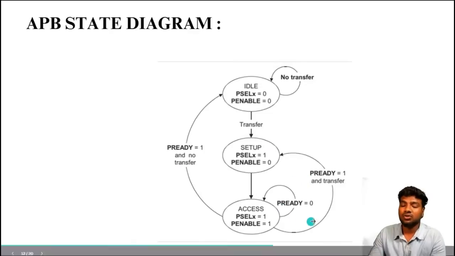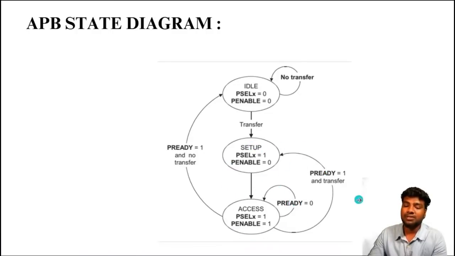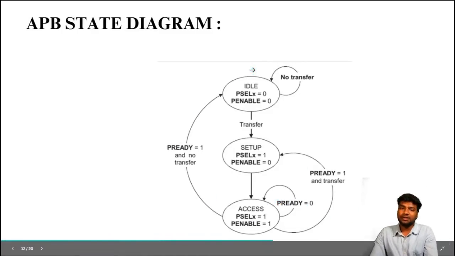If PREADY is 0, it will stay in the same state. If there is no transfer pending, it will move to the idle state. So this is the APB state diagram.